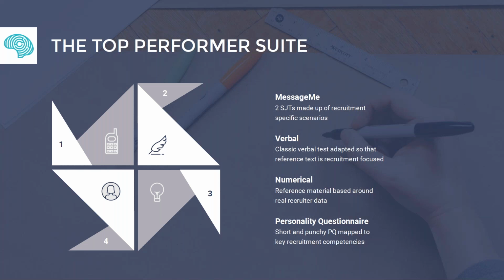And finally, the personality questionnaire. What we've done here is create a really short and punchy personality questionnaire, just 9 scales, so it should take them only about 9 or 10 minutes to complete. And these are mapped to the key recruitment competencies that I'm going to be coming on to in a couple of minutes. So they're just a really short questionnaire to gather some more insights and more information about that person's personality at work.